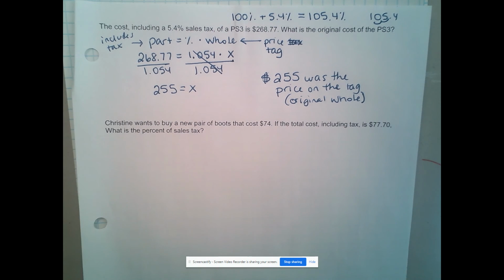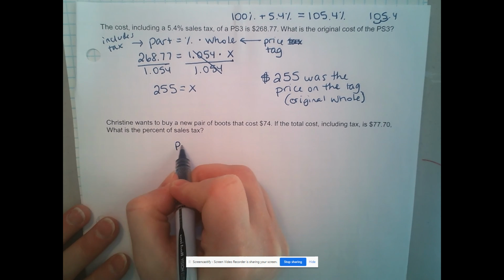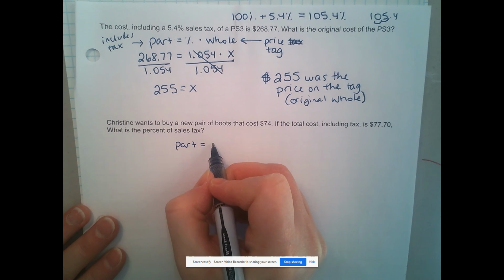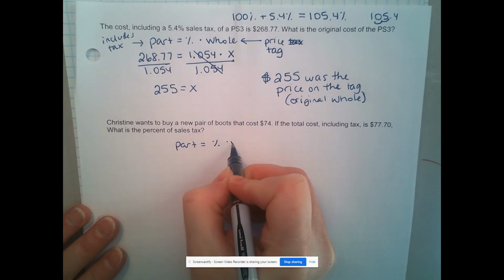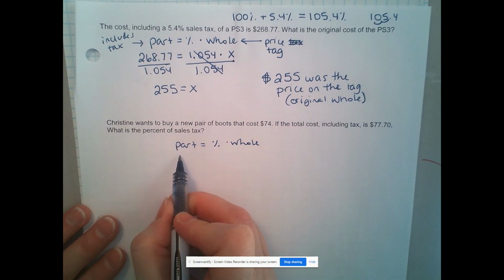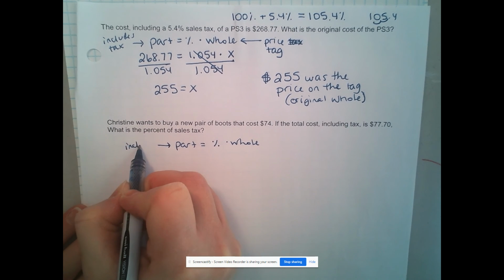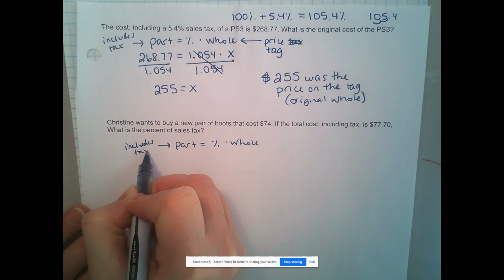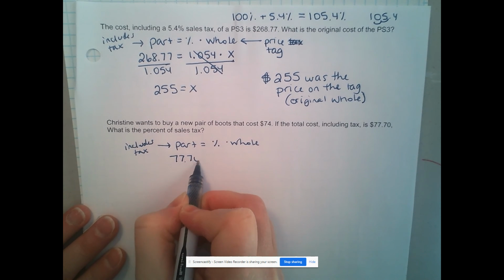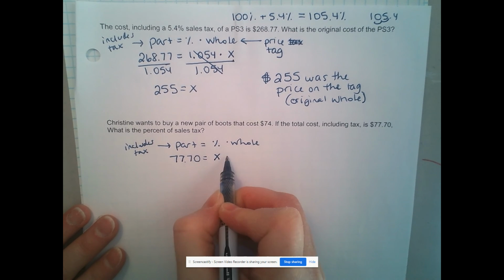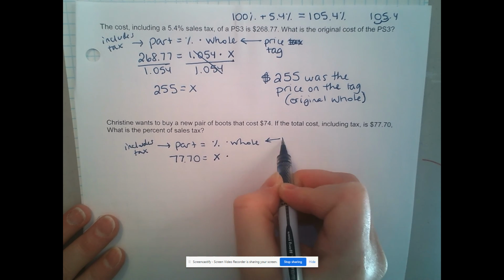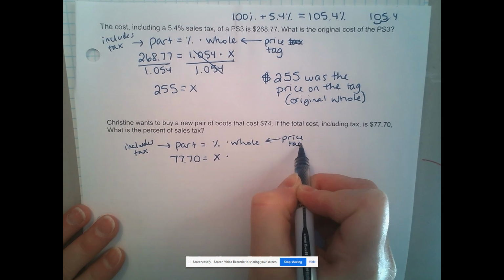All right. Christine wants to buy a new pair of boots that cost $74. If the total, including tax, is $77.70, what is the percent of sales tax? So we're going to look at that same percent equation. Part equals percent times whole. So the part she ended up paying, this is the part that includes tax, is $77.70. We don't know the percent. We know the whole. That was the price tag, was 74.